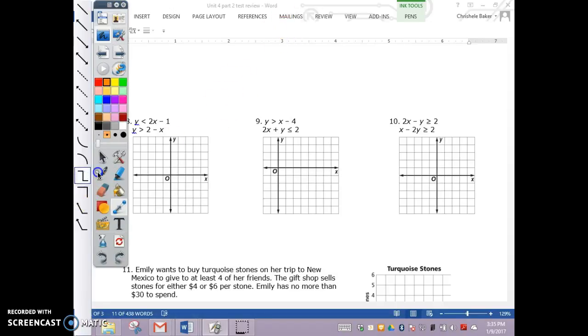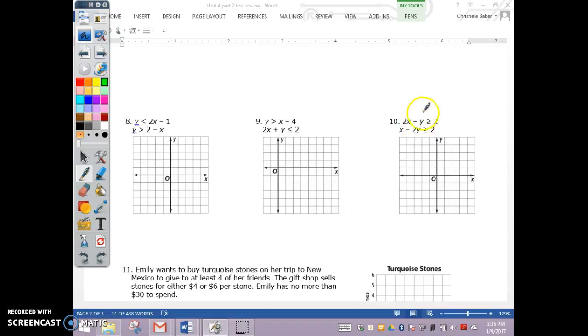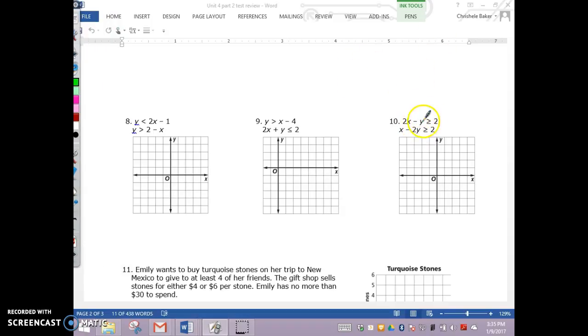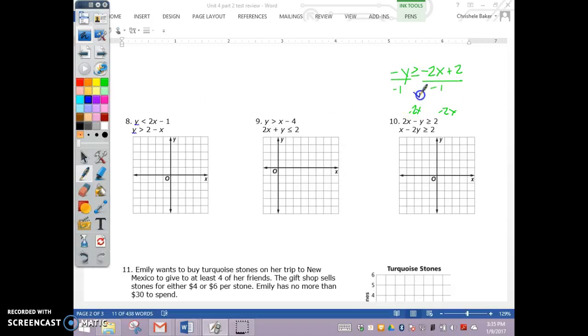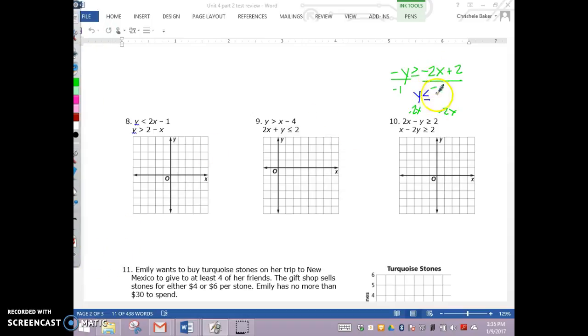To review part 2, we left off with number 10. This one is a tricky one because we got to get y by itself and it's negative. So when we subtract 2x from both sides, we are left with negative y is greater than or equal to negative 2x plus 2. Divide through by negative 1 to make this just a y, and that is going to give us y is less than or equal to, we got to switch the sign around, 2x minus 2. So I'm going to go down here to negative 2, and I'm going to go up 2 over 1, up 2 over 1. Solid line because it's also equal.